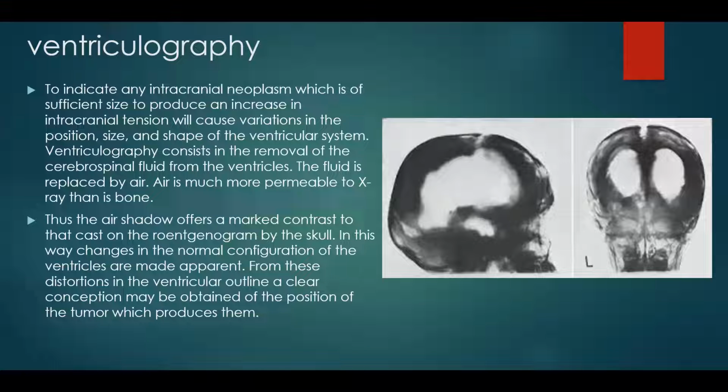So the air shadow offers a marked contrast to that cast on the röntgenogram by the skull. In this way, changes in the normal configuration of the ventricle are made apparent. From this distortion in the ventricle outline, a clear conception may be obtained of the position of the tumor which produced them.